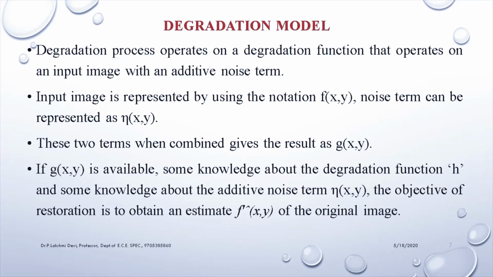It's a process which operates on the degradation function that operates on an input image with an additive noise term. The input image is represented by the notation f of xy. The noise term can be represented as eta of xy or n of xy. These two terms, when combined, give the result g of xy. That g of xy is a degraded image with respect to the input image f of xy as well as the additive noise n of xy.